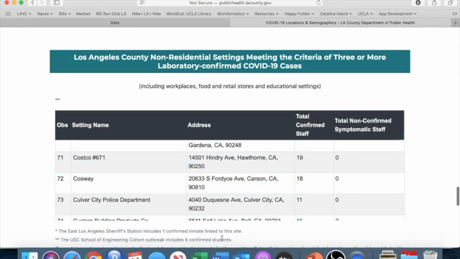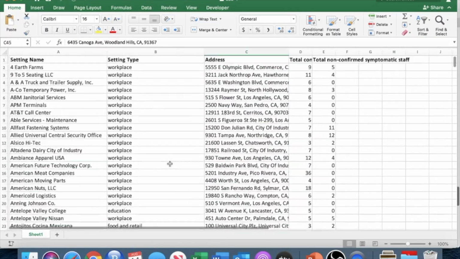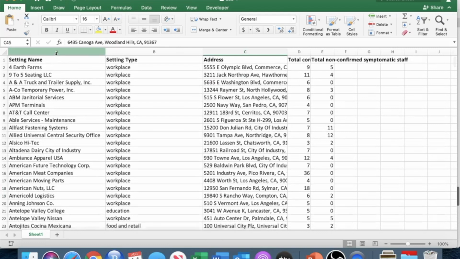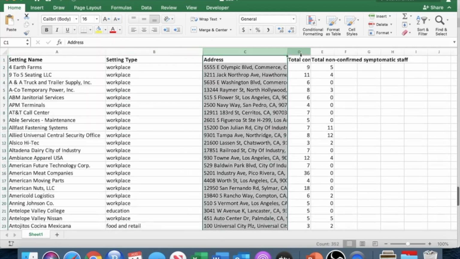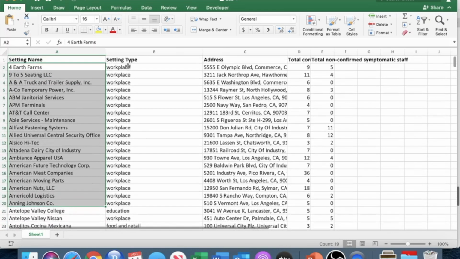Okay, so let me show you what that data looks like. What I did was copy and paste the data. So here's setting name, address, total confirmed, so COVID-19 positive staff, and total non-confirmed symptomatic staff. These are just people who have symptoms but don't have a confirmed test. Then, because we have all these setting names, I went through and put the type of setting it is, okay?